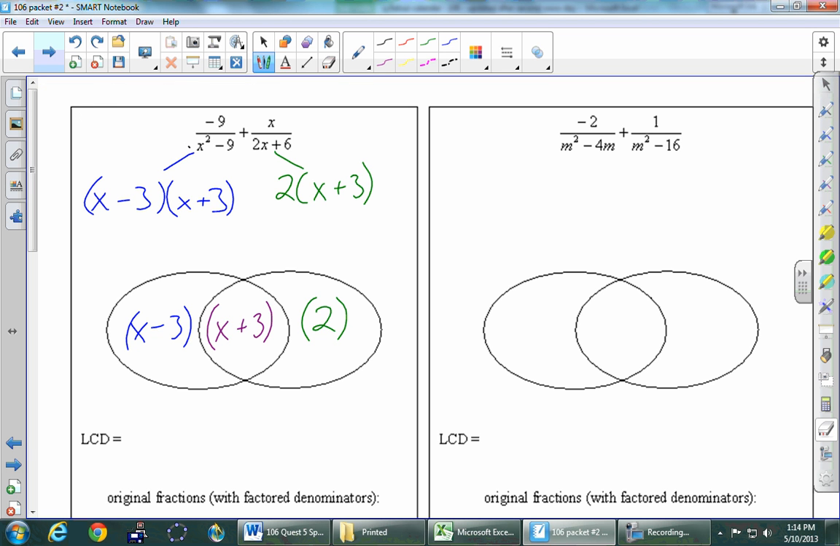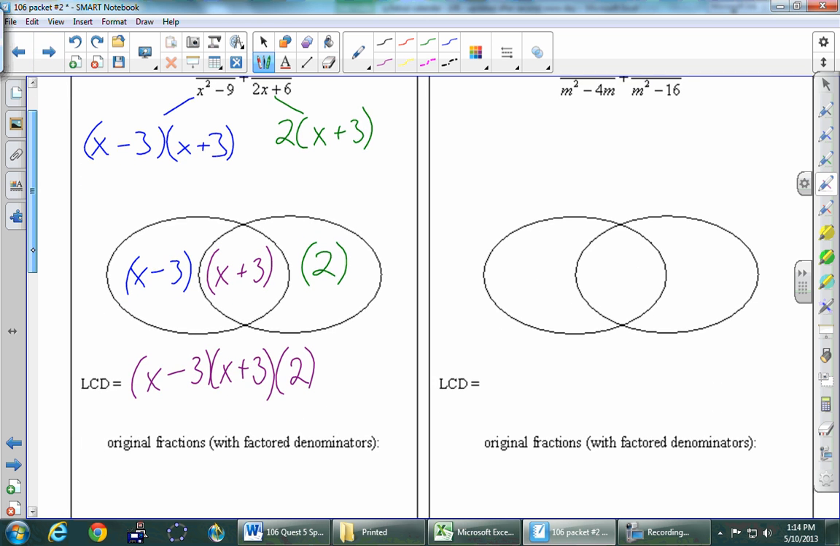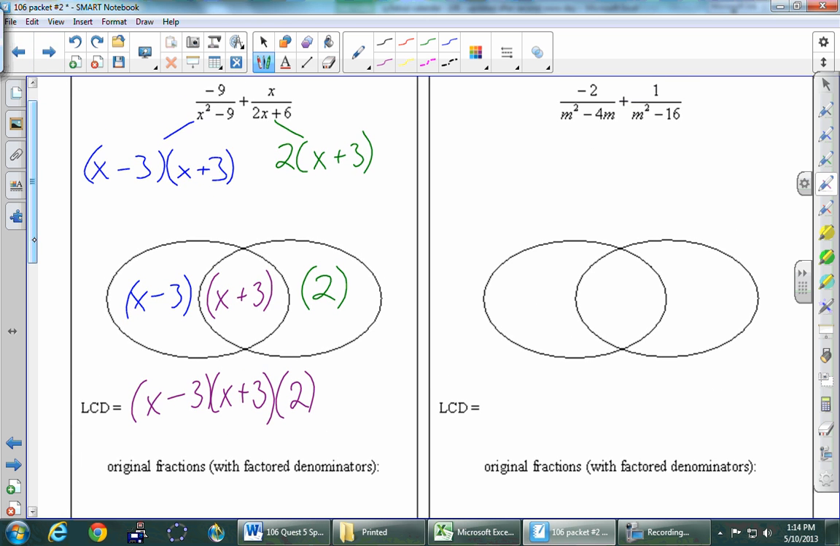Okay, let's move on. So then the LCD, we just copy straight across. X minus 3, x plus 3, 2, all multiplied together. That's correct. You can put that in any order. Traditionally, the 2 would go in the front. You don't need to. I was just trying to be consistent.